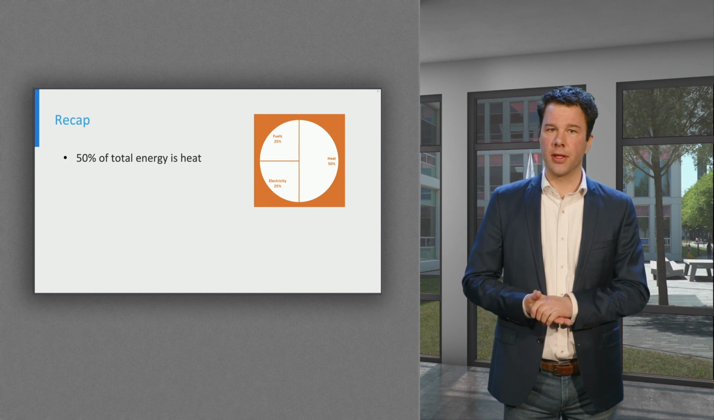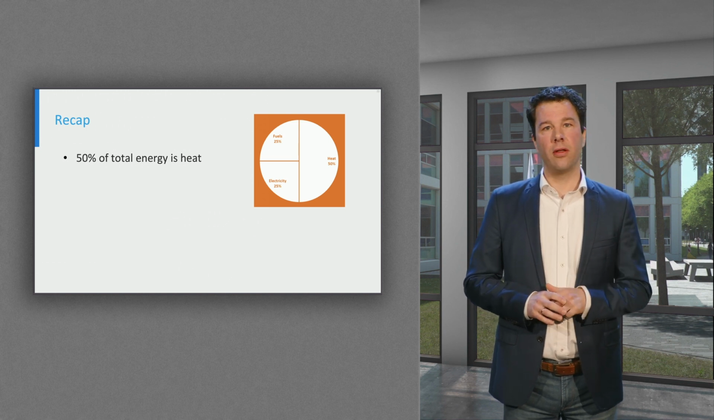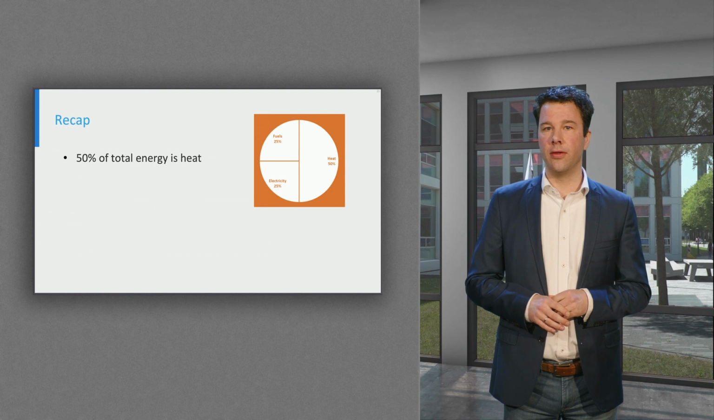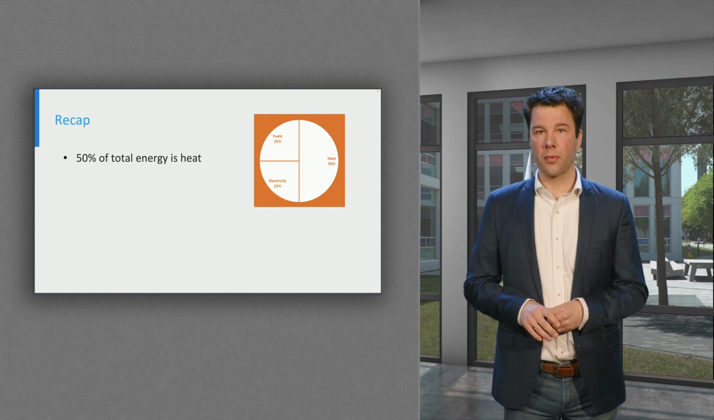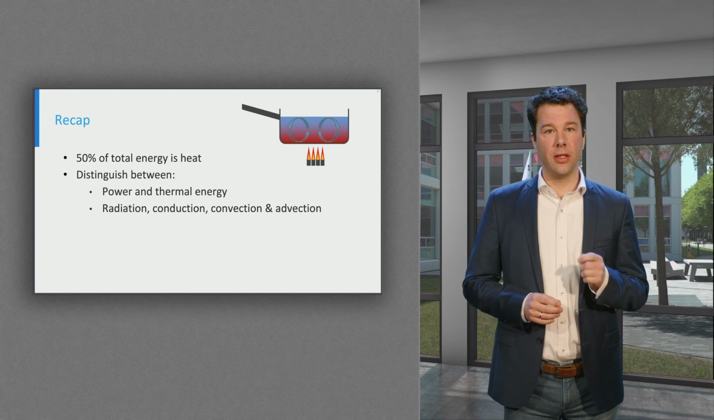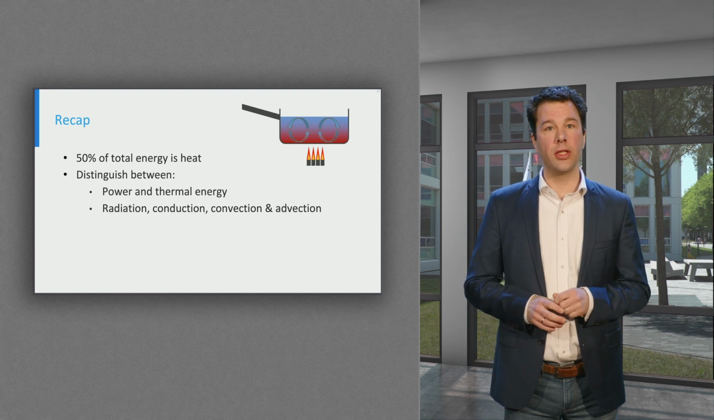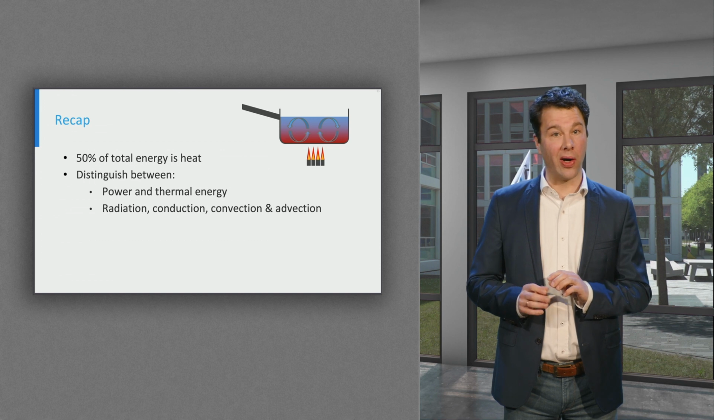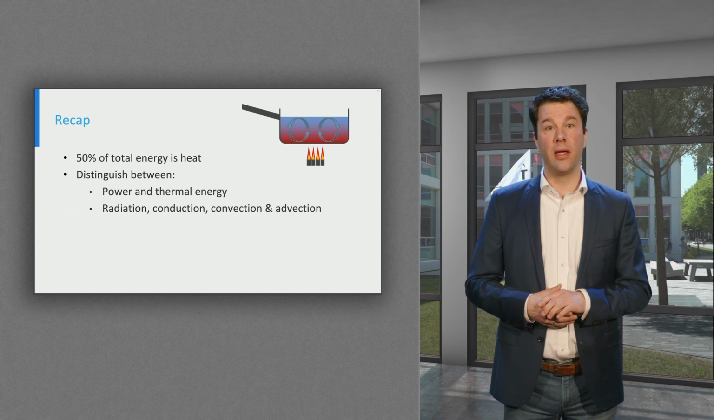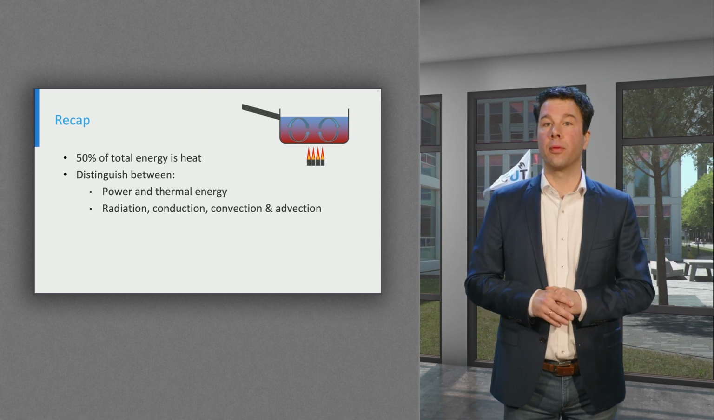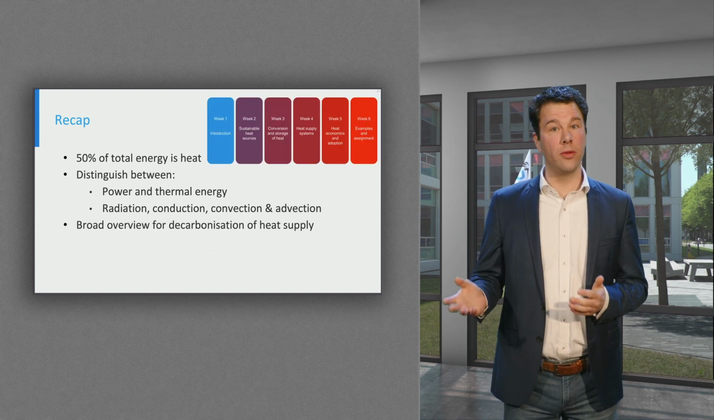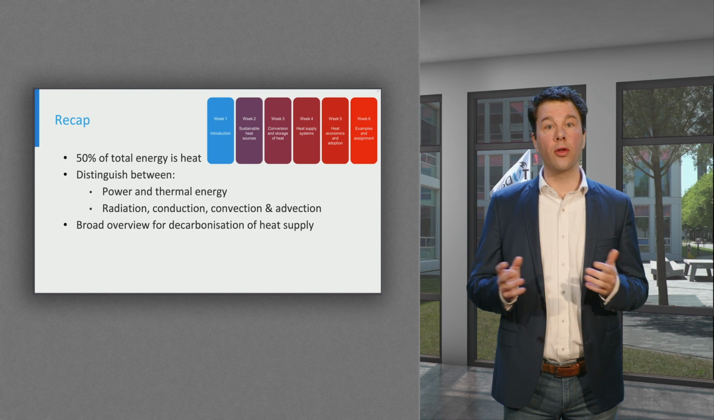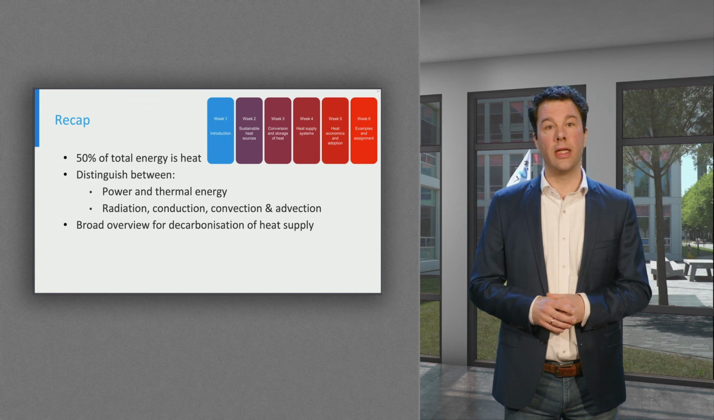To summarize our learnings, about 50% of the total energy use is needed for heating, which mainly sits in buildings and industry. When analyzing and designing heating and cooling systems, distinguish between the heating power and the total amount of heat, as well as the four main heat transfer principles. And finally, I laid out the program of the MOOC, which aims to provide you a broad overview needed to tackle the heat transition.